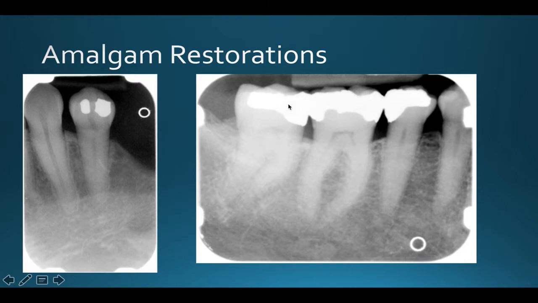So again, if you're not sure if you're looking at amalgam or composite, start putting all those pieces together. Am I very bright white or am I slightly radiolucent? Do I have jagged borders or do I have very regular smooth borders? Am I in the anterior or am I in the posterior? These are things you can put together to decide if it's amalgam or composite.